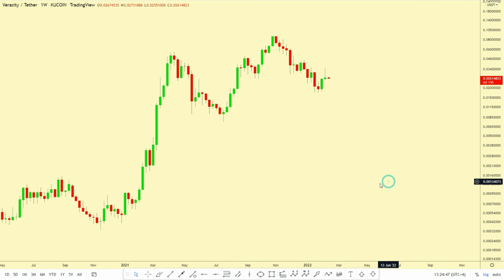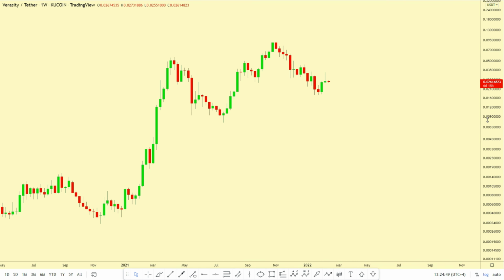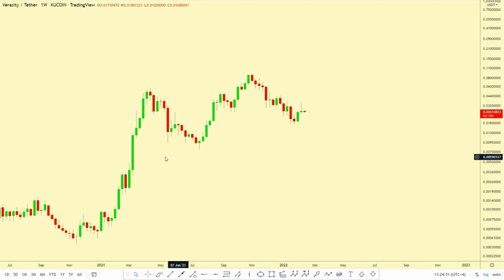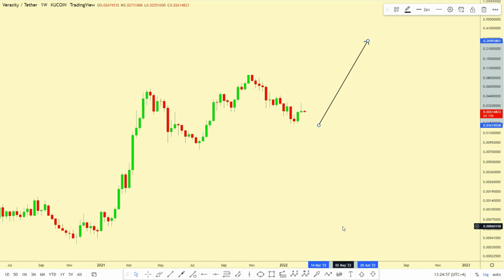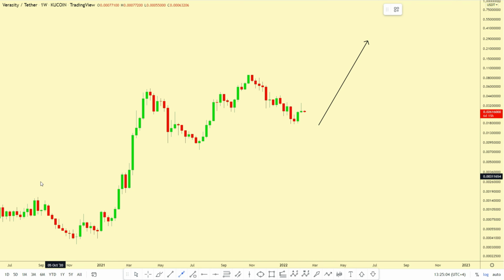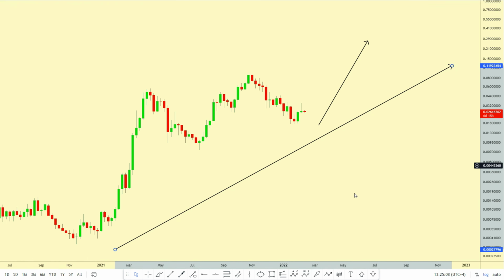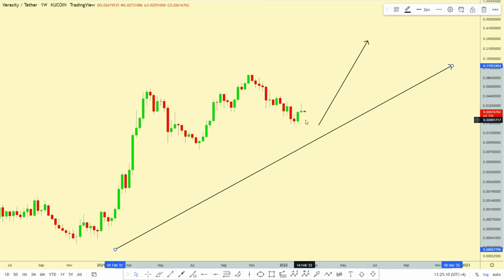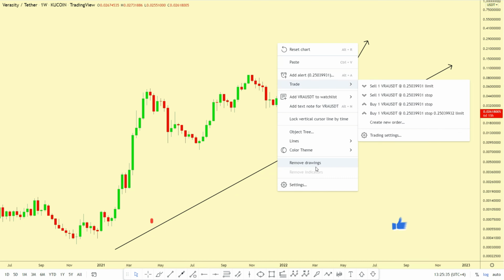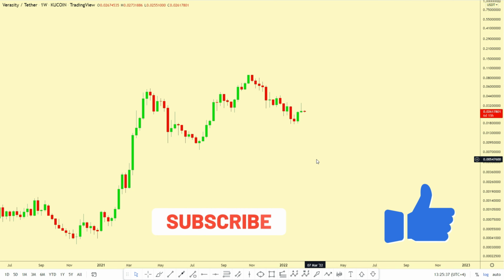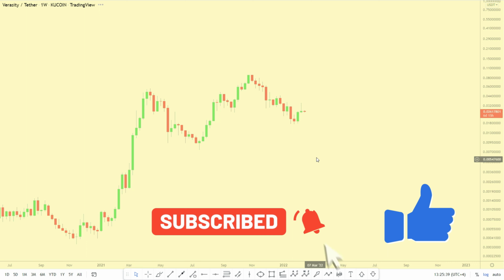So on the bigger time frames we have two important insights. The initial one is that this structure is still incomplete and we still need to go up and form a new higher high in order to complete a basic three-wave structure. The second important thing is that Verasity price is still in an uptrend since the beginning and we have had no signs of reversal yet. So now let's move to the daily chart and start connecting the dots with each other.